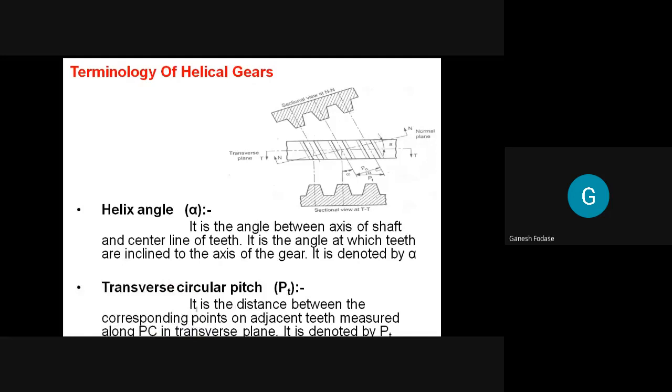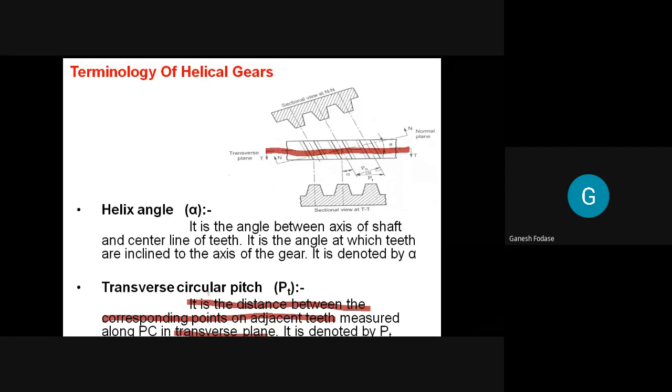So if this distance between the corresponding points on adjacent teeth, which is the definition of circular pitch, is measured along a pitch circle in the transverse plane, then it is called the transverse circular pitch. So in simple language, if circular pitch is measured along a transverse plane, like this plane I'm saying, then it is called the transverse circular pitch.